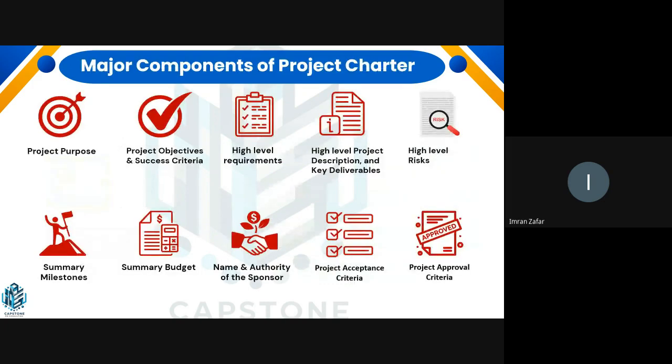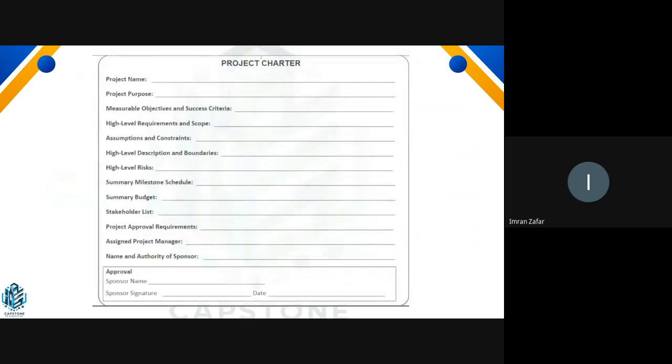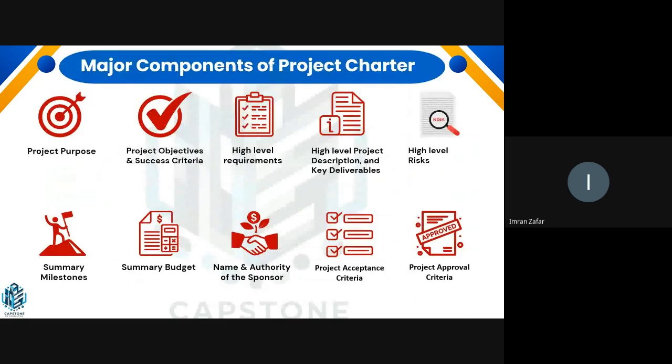And this is again a summary of what major components can be there in the project charter, which we already discussed. This is just a sample of how a project charter may look. There can be several different types of it. This is just an example. Some companies use a very elaborate one. Some may not be using it, or you can have different versions of it. But the major components are what we already discussed.